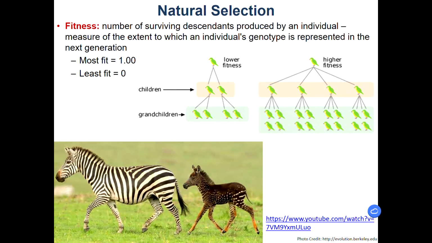But if we think about the fitness of this mother, because she had this offspring that is less likely to survive to adulthood and less likely to reproduce, her fitness is lower than the other mother zebras in the population who have babies who have stripes.